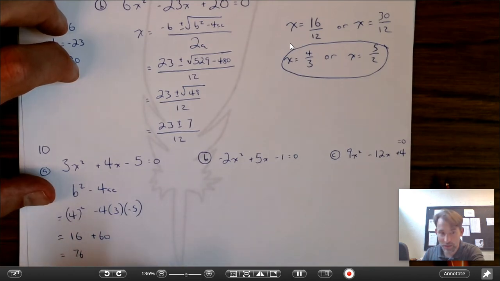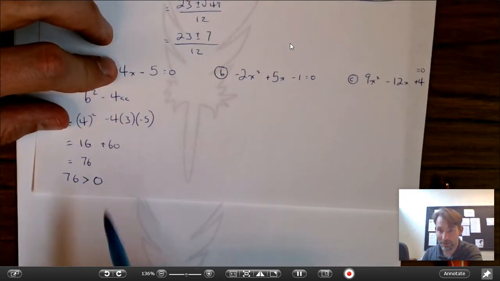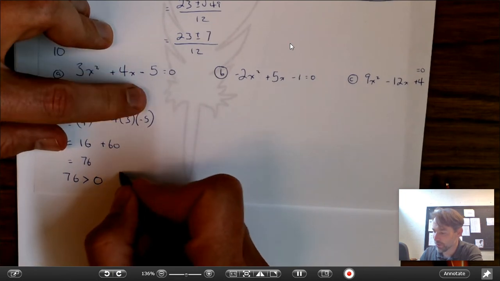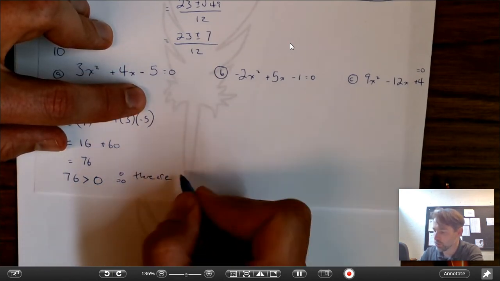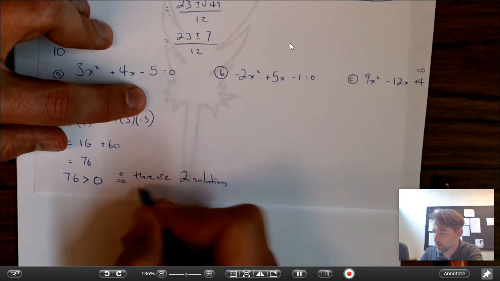76 is bigger than 0. Oh, you can't see that. 76 is bigger than 0. We know this. So since 76 is bigger than 0, therefore there are 2 solutions to 10a.